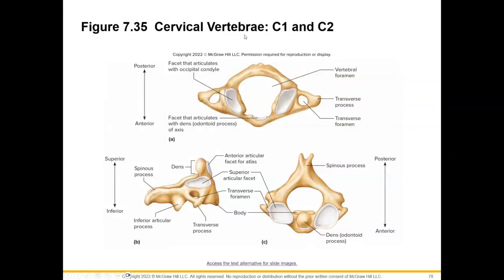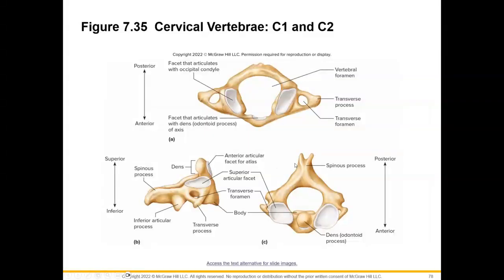Okay, so this shows that cervical vertebra. Notice that they do have transverse foramina in the transverse processes. Again, that's for those blood vessels and nerves to come up through into the head. You don't see that in thoracic or the lumbar vertebrae.